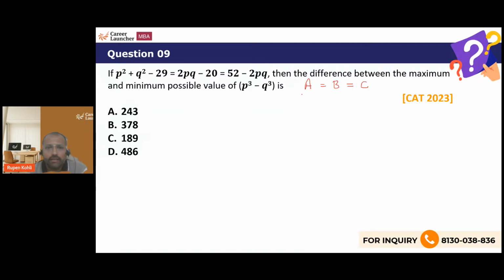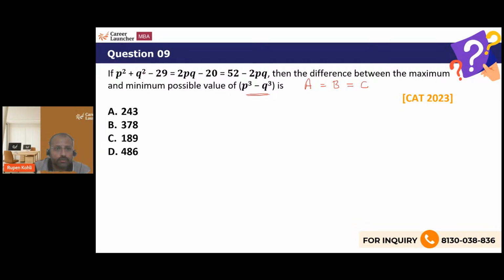All right. You see, we are trying to go to p cube minus q cube, and we are trying to find the difference of the maximum and minimum possible value of this. So the language of the question clearly tells us we are not expecting to solve for a unique value of P and Q. There are going to be multiple solutions, because the maximum and minimum possibility only arises if you have multiple solutions. So let's see what happens.